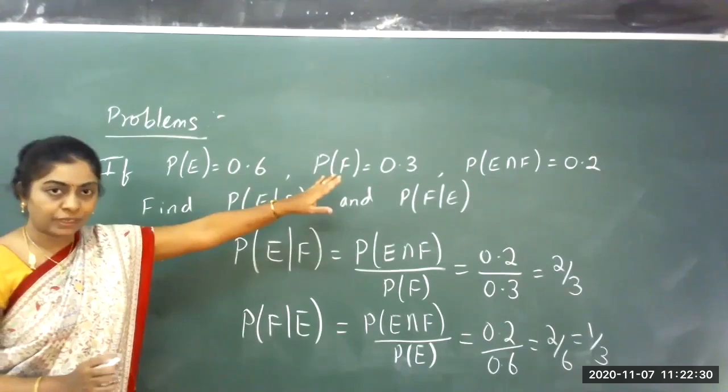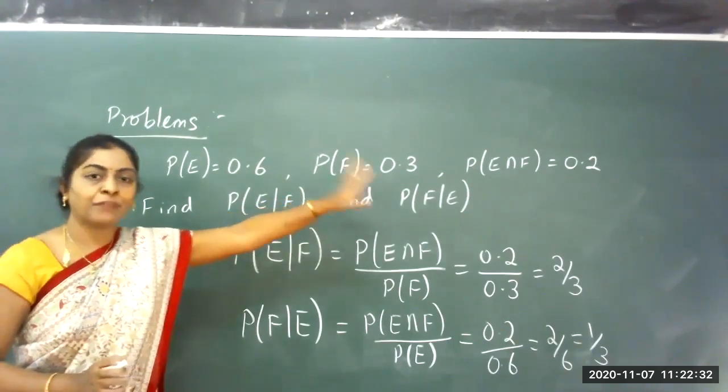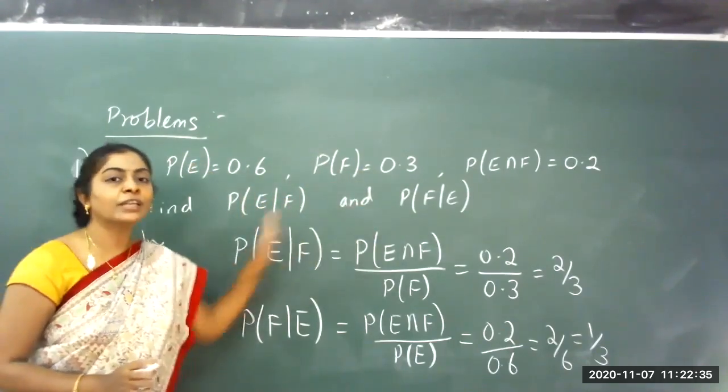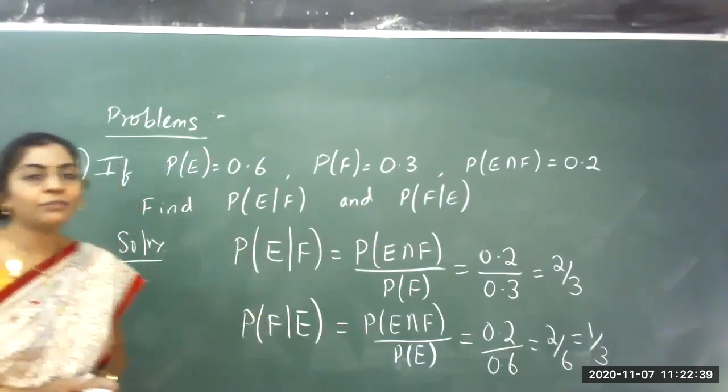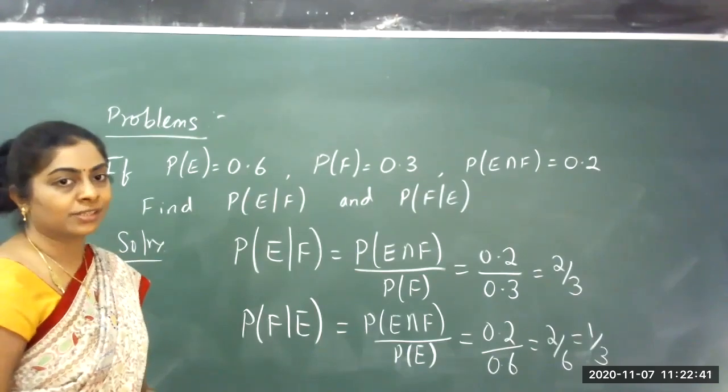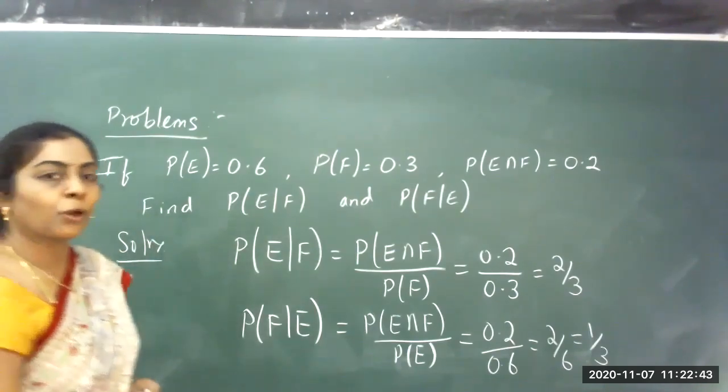Given the probabilities of two events E, F and their intersection, we were asked to find the conditional probabilities. We used the definition of conditional probability and rearranged it. Similarly, we consider one more problem.